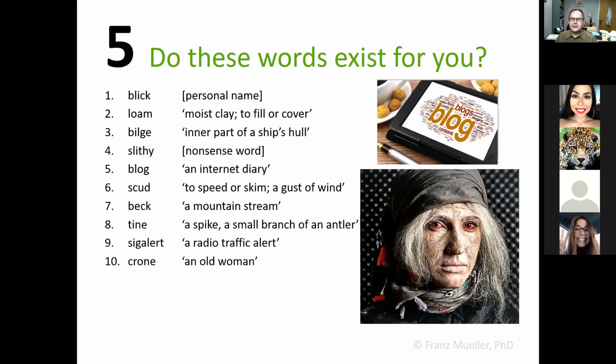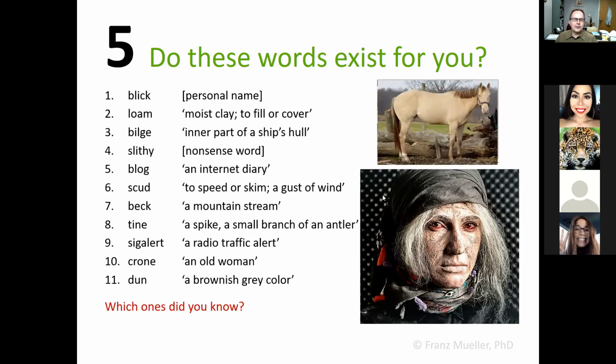Here's a picture of one. The crone is like an old woman, right? Have you heard the word dun? That's a color, like the color of that horse over there, brownish gray color.